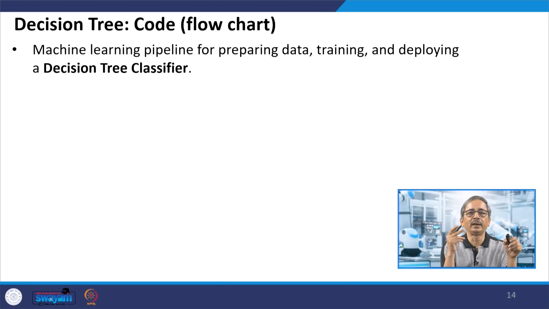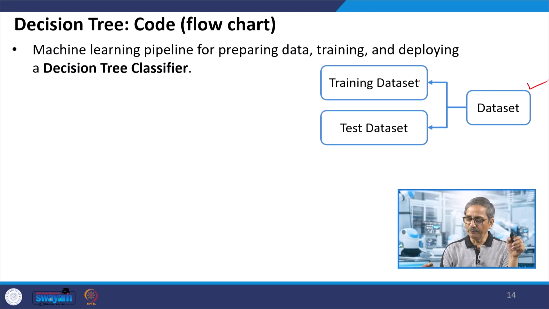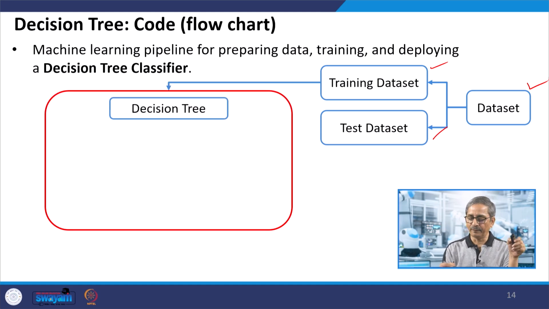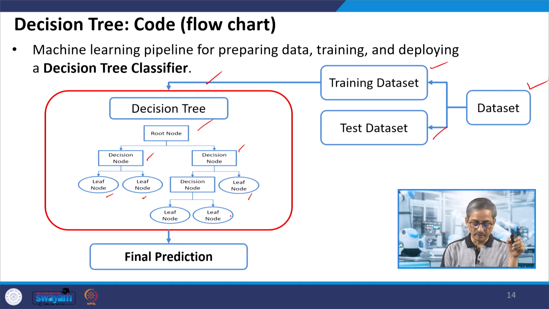The machine learning pipeline for preparing data, training and deploying a decision tree classifier looks something like this. You have a data set, and we split it into the training data set and the test data set. From the training data set we create a decision tree, where we have the root node, the decision nodes, and finally the leaf nodes, after which we stop. And then you have the final prediction.